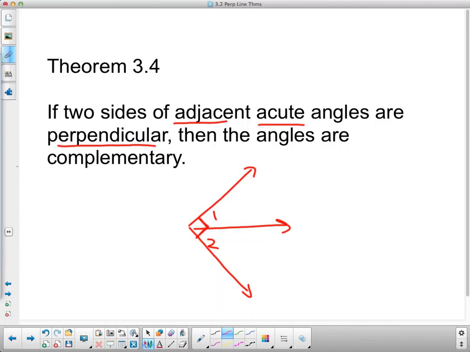Does that make sense in the picture? So yes, they do. Let's put an example of 30 degrees and 60 degrees, or whatever numbers you want. So they would be complementary because the measure of angle 1 plus measure of angle 2 does equal 90 degrees.